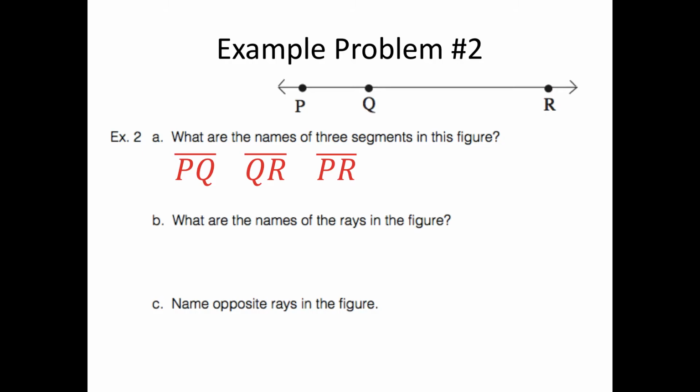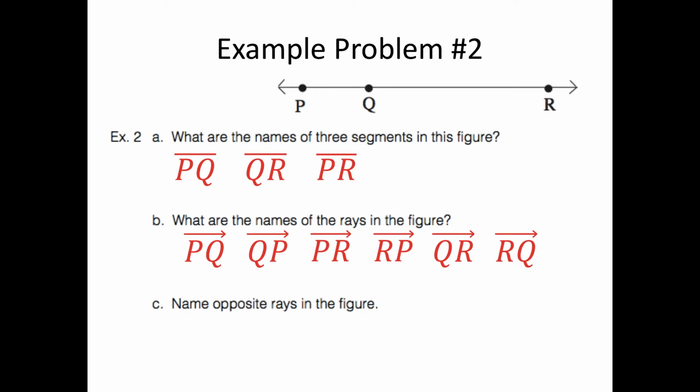No? Okay. What are the names of rays in this figure? Well, we got PQ is a ray, right? I could start here and just go that way forever. QP could go there forever. PR, RP, QR, RQ, all of these are different rays that are shown here. Okay, but if I'm looking specifically for opposite rays, I only have 2. Right, the 2 opposite rays are what?